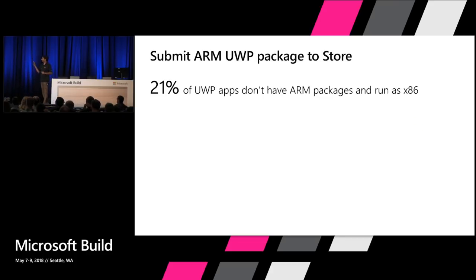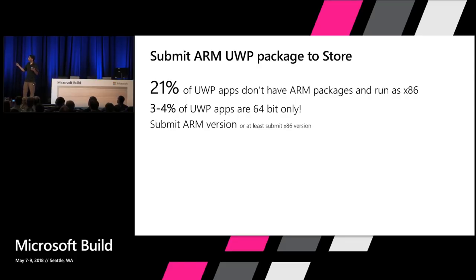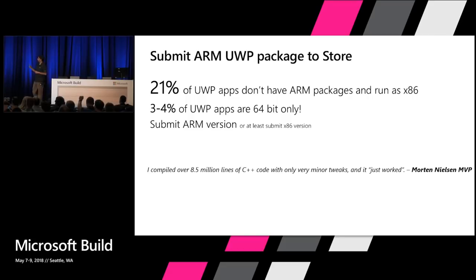So submit an ARM. Let me show you some telemetry from our store. 21% of the UWP apps today run as x86 on this device because they haven't submitted an ARM package. 3 to 4% are 64-bit only, which means they don't run on this device at all, right? We don't support 64-bit. So given the simplicity, it's not a lot of effort for you to submit an ARM package. There is really no effort required. So please submit an ARM package so that you can get all of these apps running on Windows 10 on ARM.